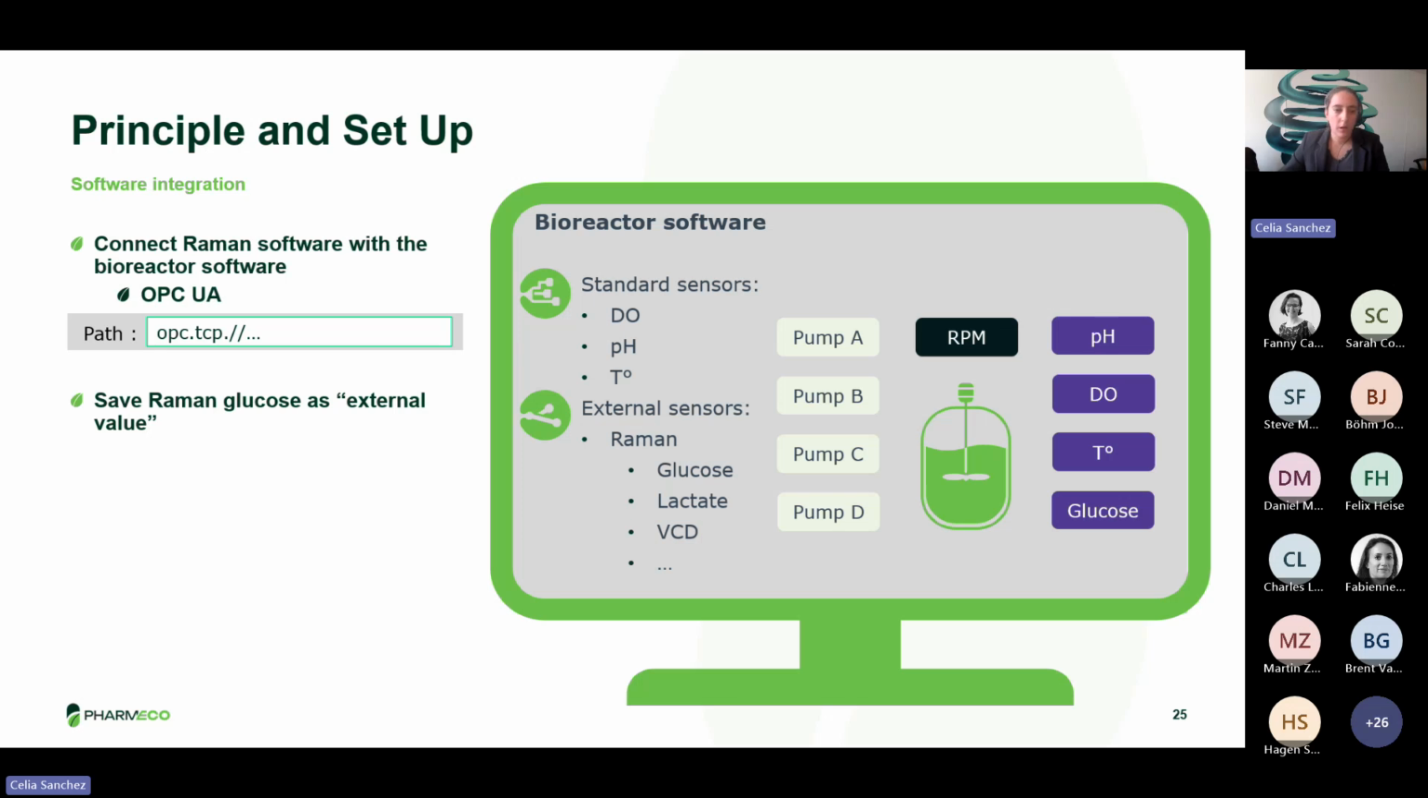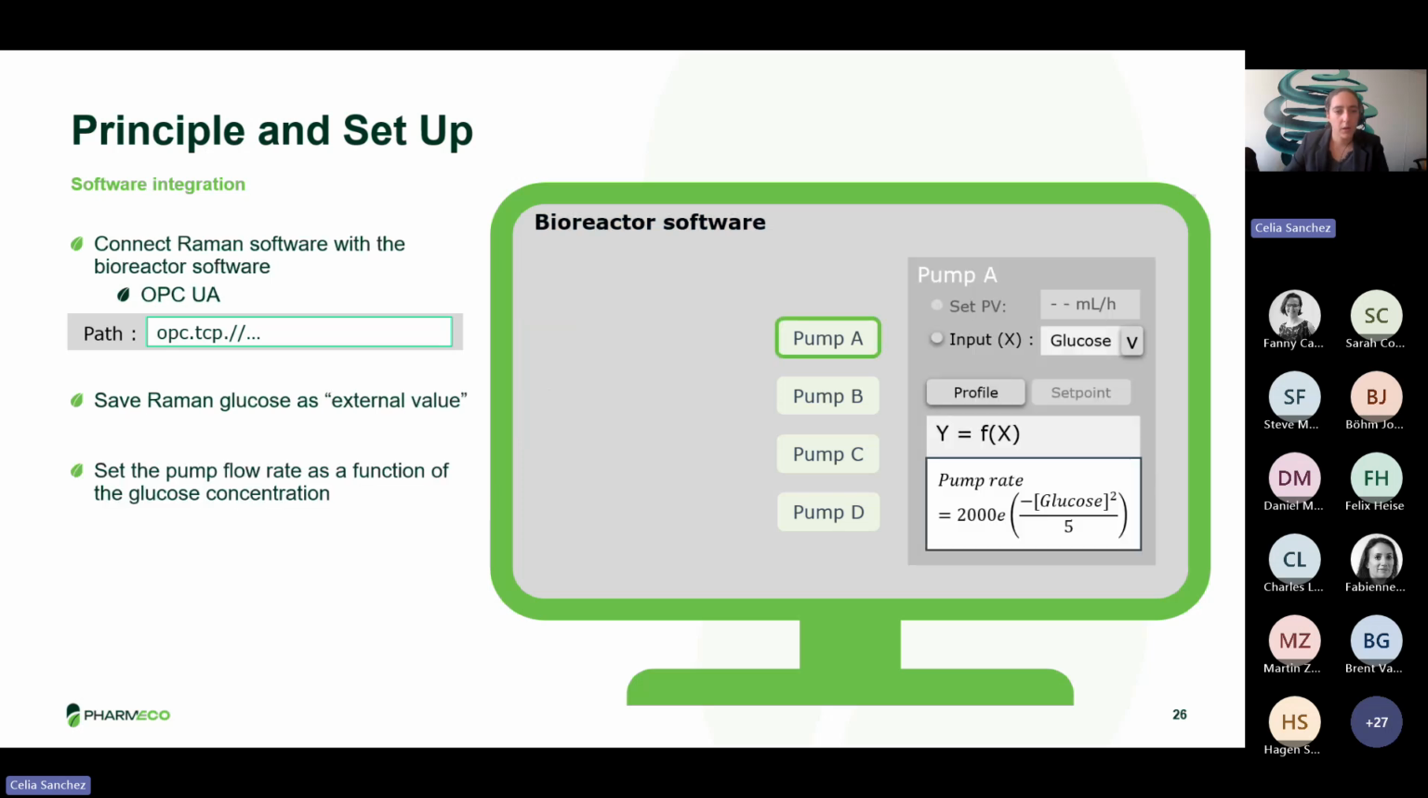And doing this connection, it's now possible to have external sensors connected to it, and we can connect the Raman, and now we have access to, for example, the glucose concentration as any other parameters in the bioreactor software, at the same level of temperature, GO, whatever. Same level as any other sensors.